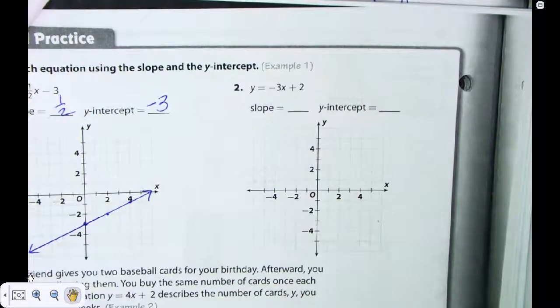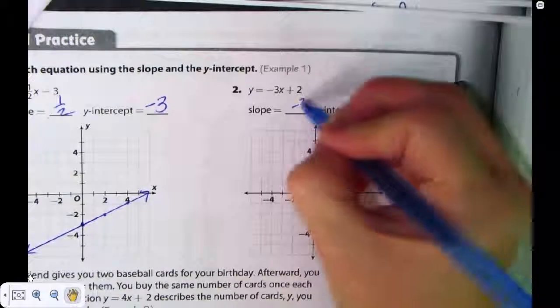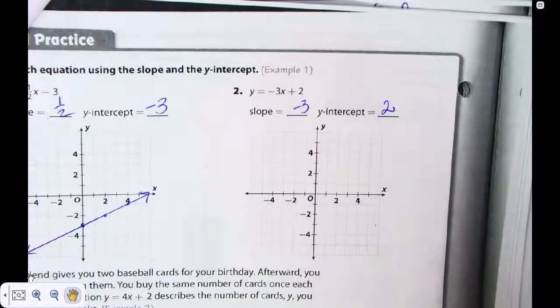Okay? Number 2. Positive slope for number 1. So number 2, what's the slope? -3. And what's the y-intercept? +2. Go graph it.